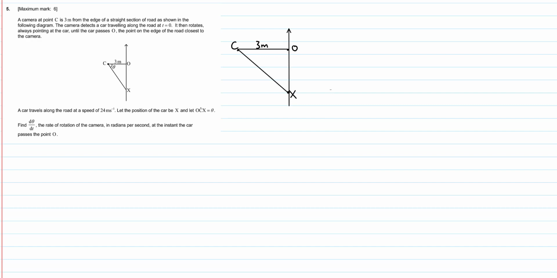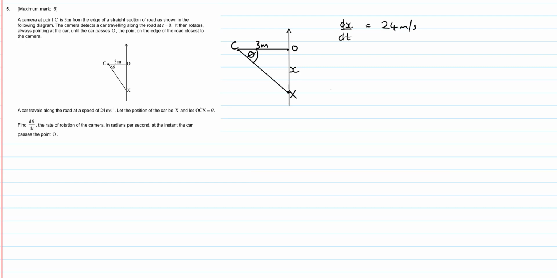And if we let the position of the car be x and the angle OCX equal to theta, so we'll add that in there, we're asked to find d theta by dt, which is the rate of the rotation of the camera in radians per second at the instant the car passes the point O. So if we let this distance O to x, we'll just call it little x for now. We know that the car's traveling along the road at 24 meters a second. So we know that dx by dt is equal to 24 meters a second. And we want to find d theta by dt.